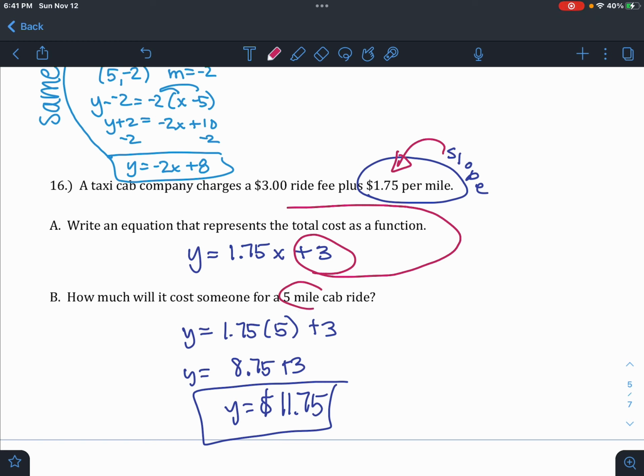So if we go 5 miles, that means when x is 5, what will y be? And we know y is always the money. So $1.75 times 5 is $8.75, plus 3 more dollars gives us $11.75.